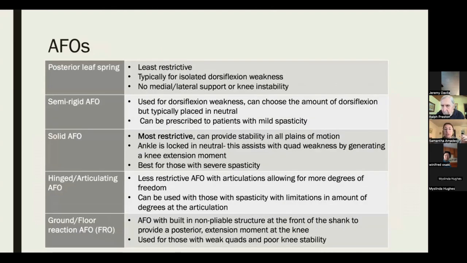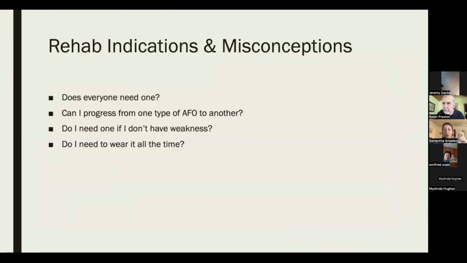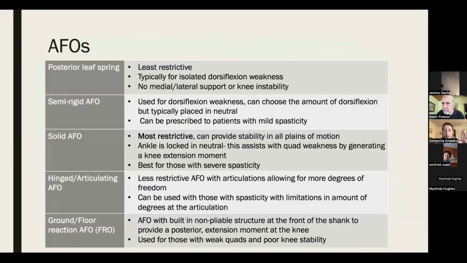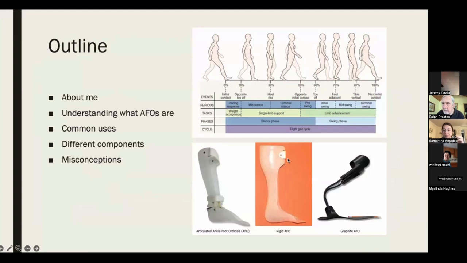Trim lines. So these are things that can be easily blown out. We call blown out because what basically the orthotist does. Where the heck is that picture? Oh, there it is. This blown out is basically the orthotist has the ability to just heat the plastic. So these two are made of thermoplastic. It can be heated and molded and shaped. So what they basically do is they can add a trim line, which is basically a border to encase the foot or the ankle or wherever to provide more stability.